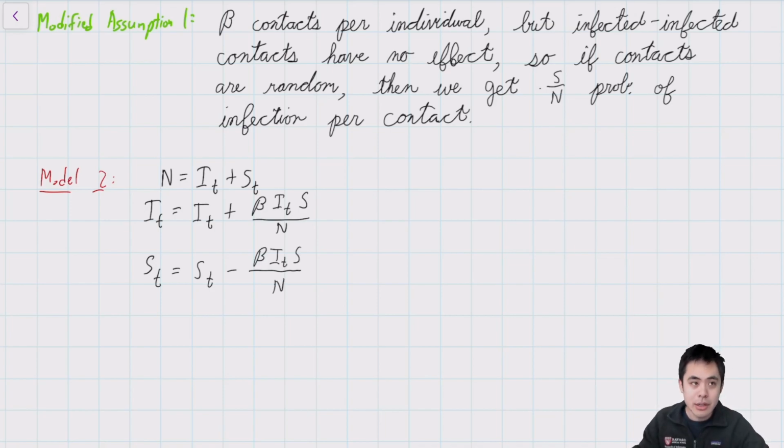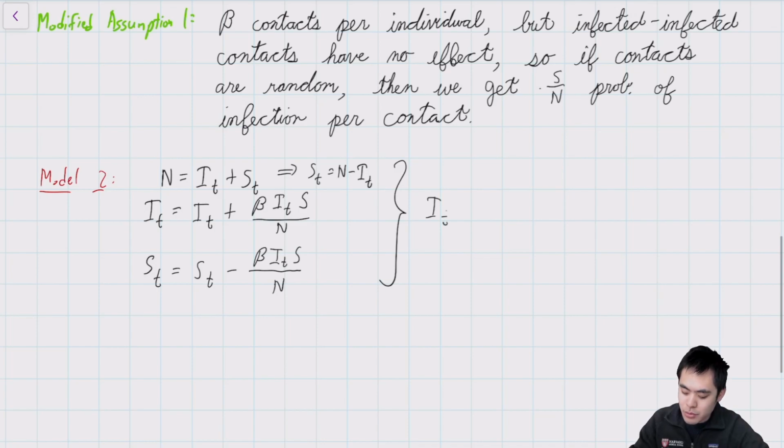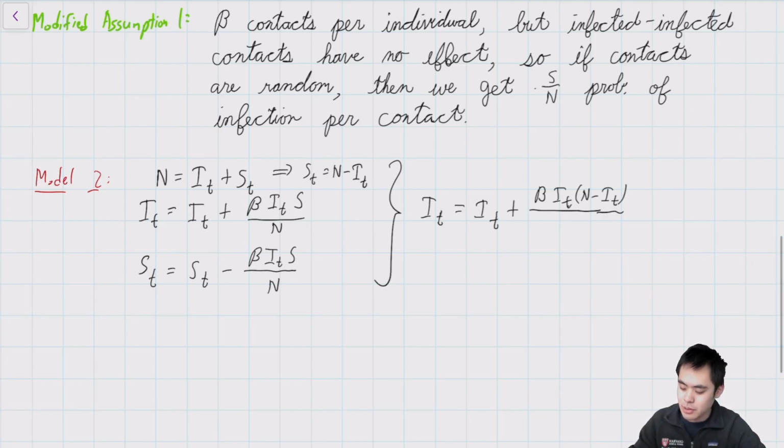Okay, so it turns out that we can combine these things together, and because N is equal to I_t plus S_t, we can substitute that in. So this implies that S_t is equal to N minus I_t, and so we can characterize it with just a single variable, the number infected, because you can compute the number of susceptibles by subtracting the number infected from your total population size, which is a constant. So I_{t+1} is equal to I_t plus beta I_t (N minus I_t), since that's what we substitute in for S_t, over N.